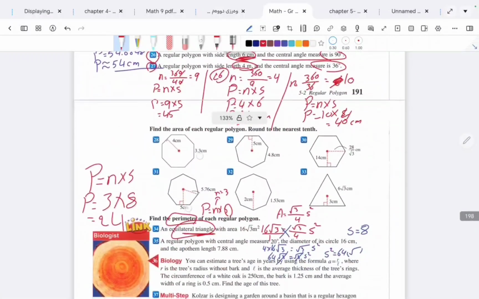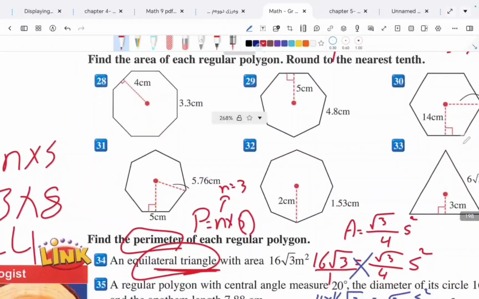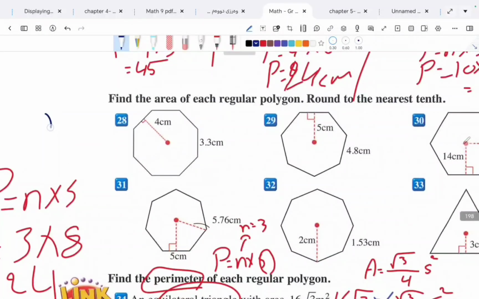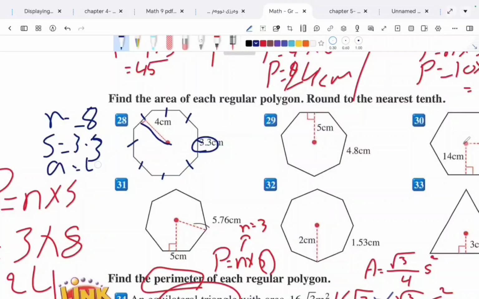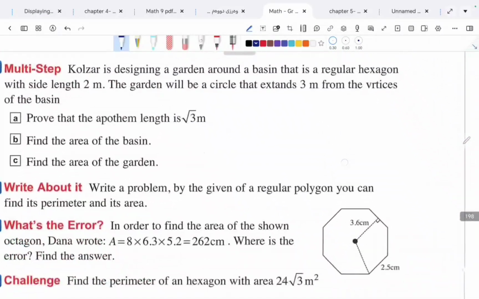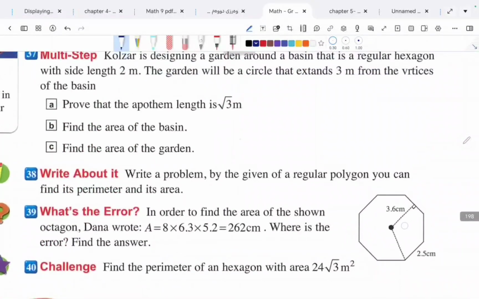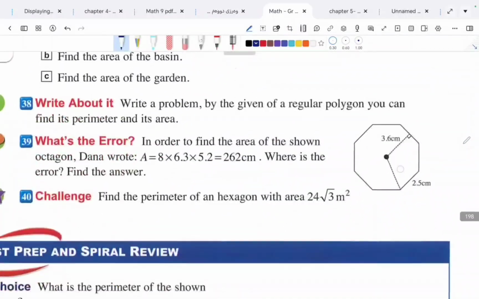Okay. For this one, question 28, again, same thing. n equals what? 1, 2, 3, 4, 5, 6, 7, 8. n equals 8. s equals what? 3.3. Apothem equals what? 4. So multiply them, divided by 2. Okay.